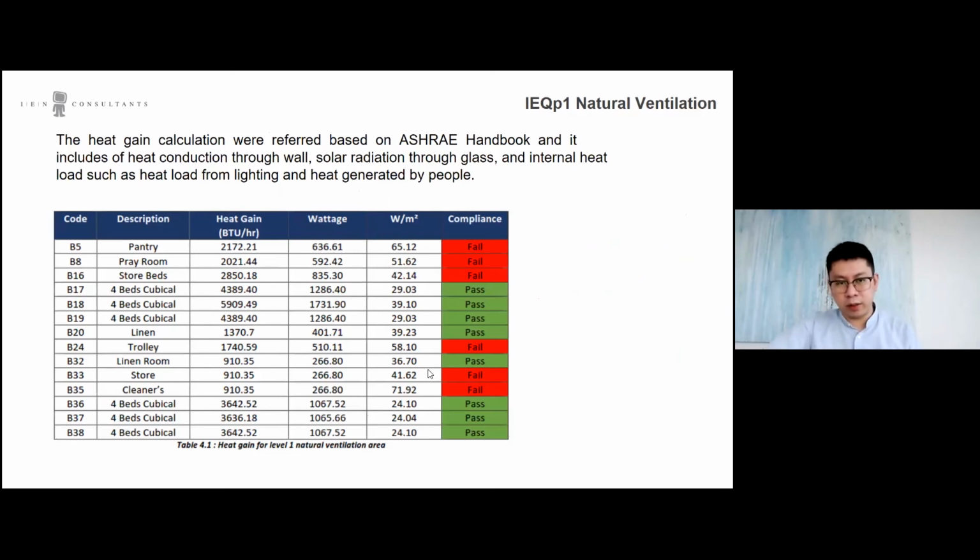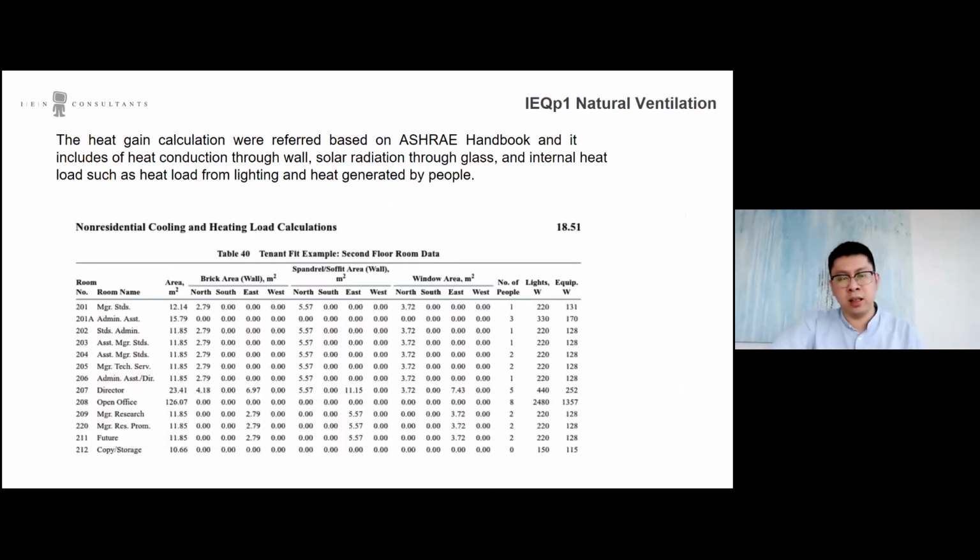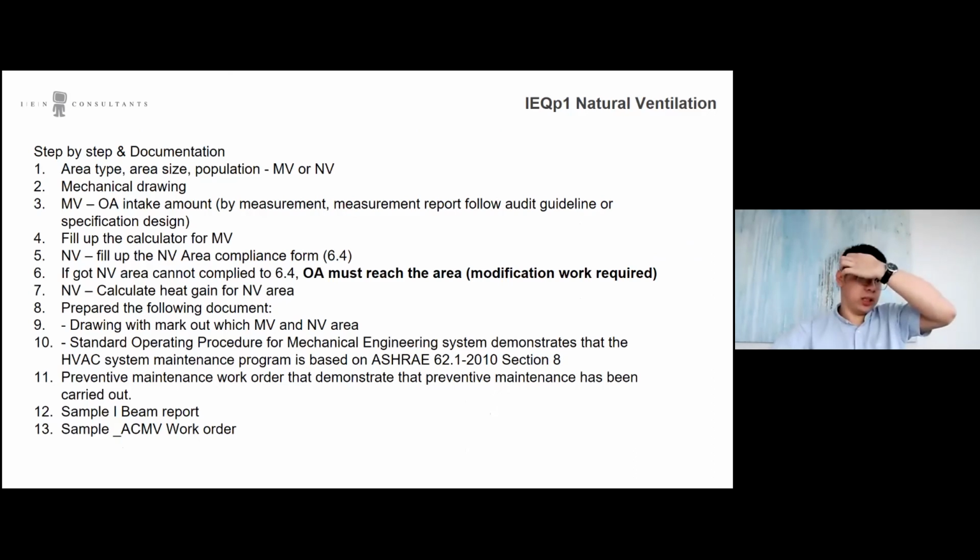In this case, first we start off with heat gain. We try to calculate what is the heat gain in that area. Of course, for heat gain, you can use the 62.1, this is the ASHRAE handbook, to determine what is the heat gain from the wall, solar radiation, glass, and internal heat load. So that is for the whole IEQ prerequisite requirement for EBOM.